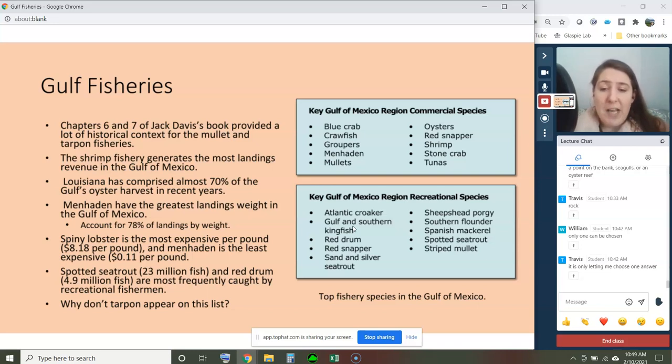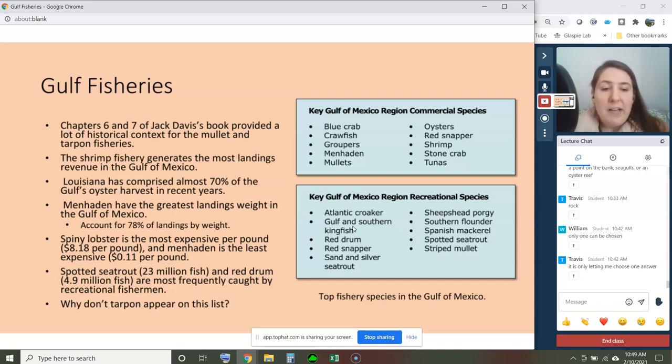Of all the fish that can be caught, spiny lobster will get you the most money per pound, just over $8. And menhaden is the cheapest fish, about 11 cents per pound. Of all the fish caught by recreational fishermen, spotted sea trout and red drum are the most frequently caught.